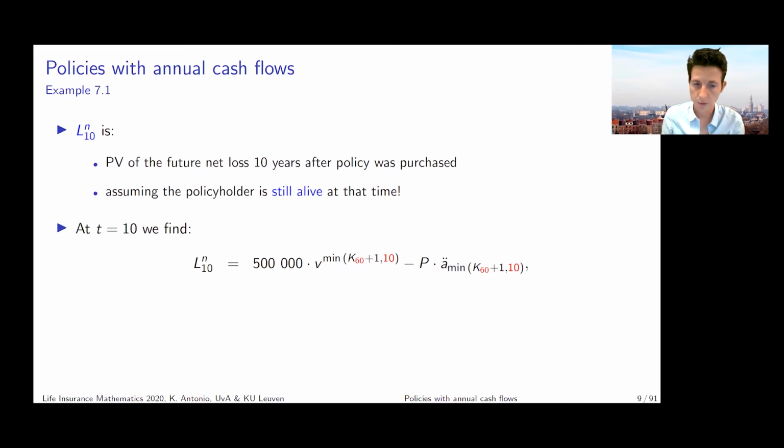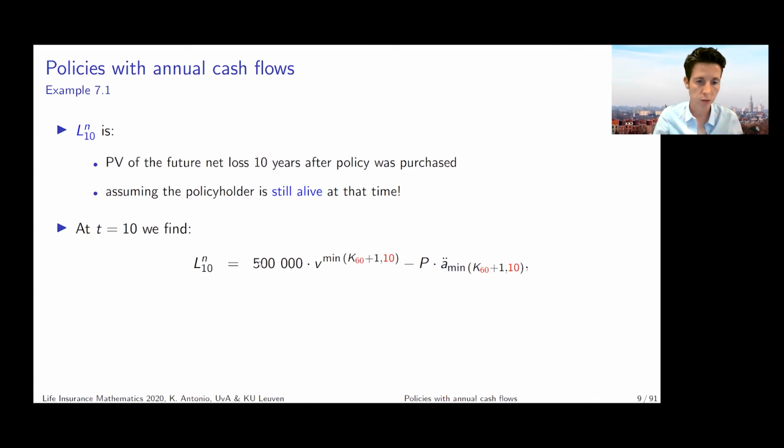So if I write down the random variable that represents the present value of the death benefit in this endowment insurance, then I need to work with v to the power the minimum of K_60 plus 1 and 10, because this is what I recognize as the present value random variable in the endowment insurance issued to a 60-year-old with a remaining duration of 10 years.